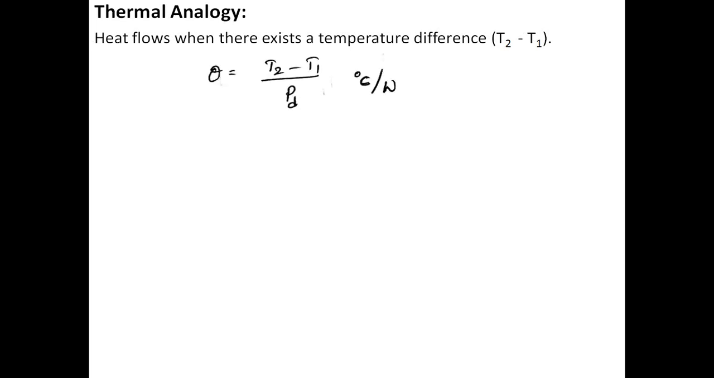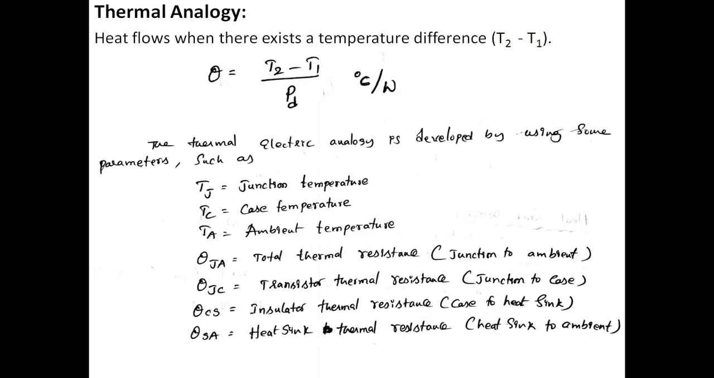Now let us see what we normally call thermal resistance, theta, which is equal to T2 minus T1 divided by PD, and the units are degree centigrade per watt. We have already come across this concept in electronic devices and circuits. Now let us see the various parameters we quote with respect to this heat sink.